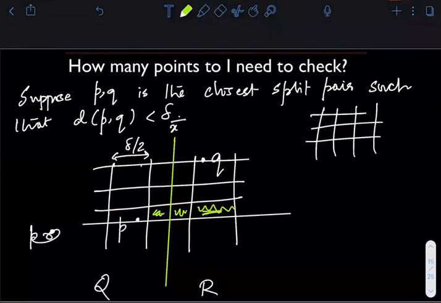Because if it lies in this box, then the distance between the point P and the point Q is going to be more than delta, because each side of this box is delta over 2. So clearly, if Q lies in this box, then okay.